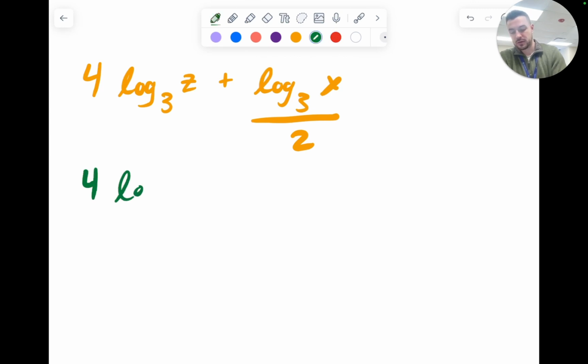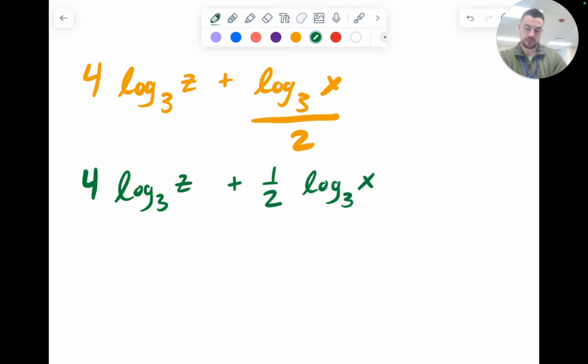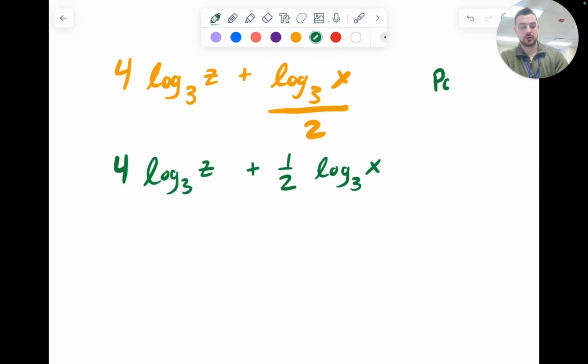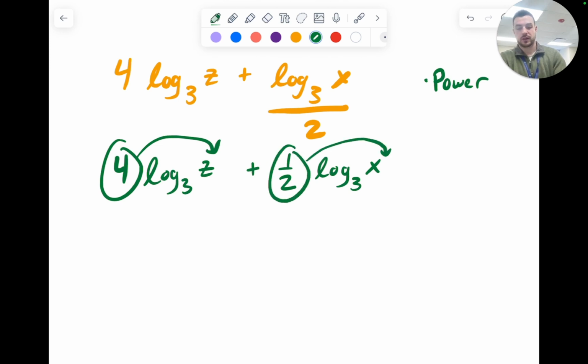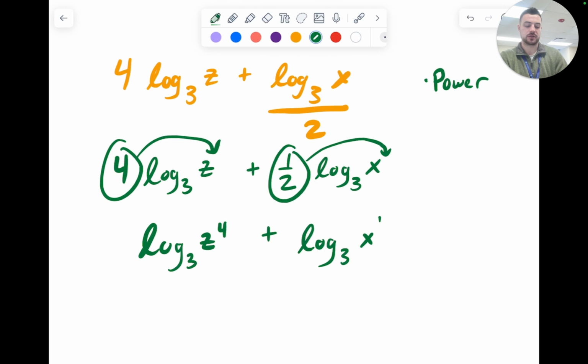just multiplication of 1/2. Now, the reason that's important is because now I can use my power property to take those numbers in front and put them back as exponents. So this will become log base 3 of z to the 4th plus log base 3 of x to the 1/2.